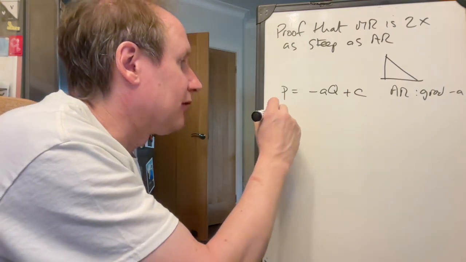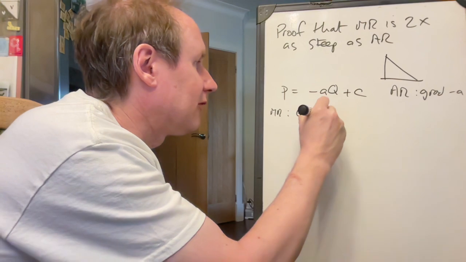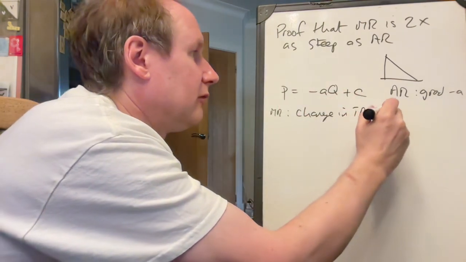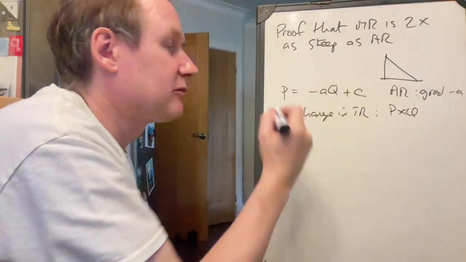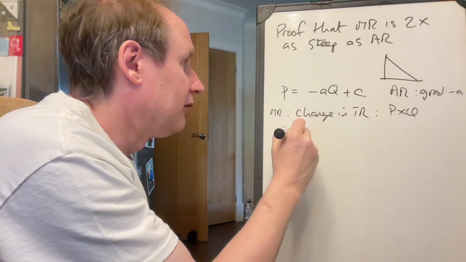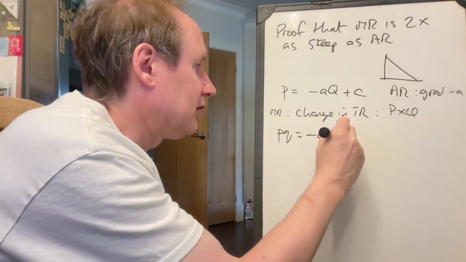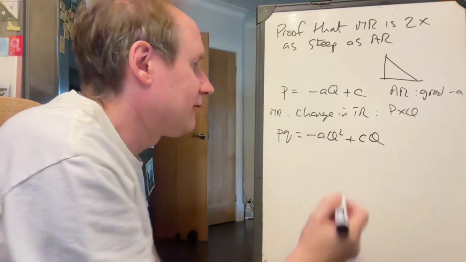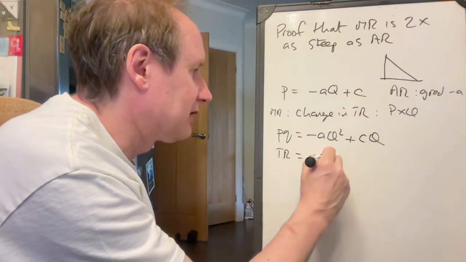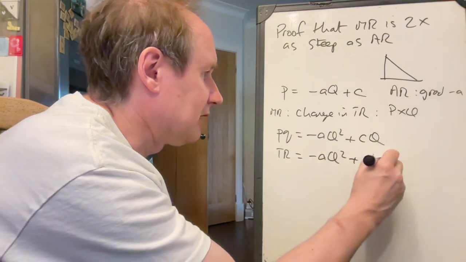Fine. So now let's find marginal revenue. We know that marginal revenue is the change in total revenue, so let's find total revenue. Total revenue is price times quantity, so let's multiply through by quantity. We now get PQ equals minus AQ squared plus CQ. That's total revenue.